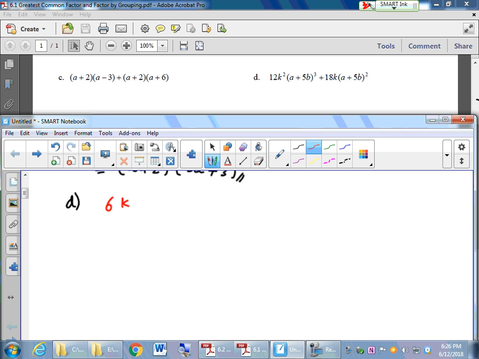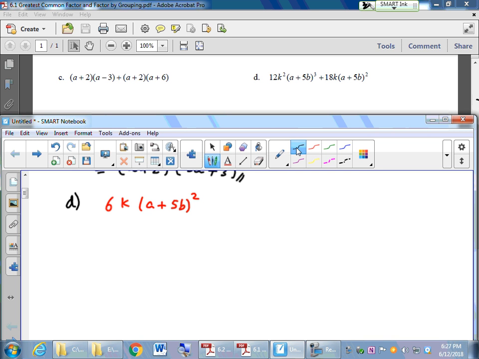The first term has a plus 5b to the third power. The second term has a plus 5b to the second. So therefore, the greatest common factor will be a plus 5b to the second.